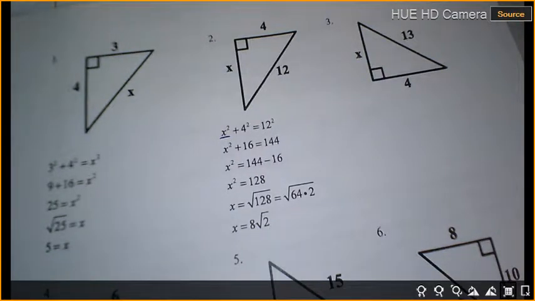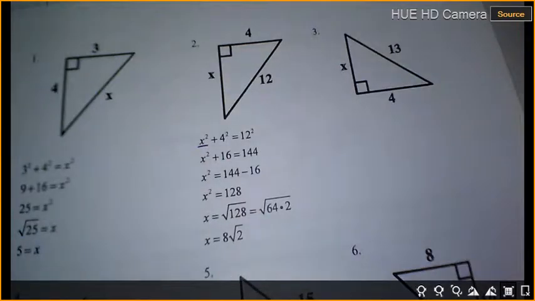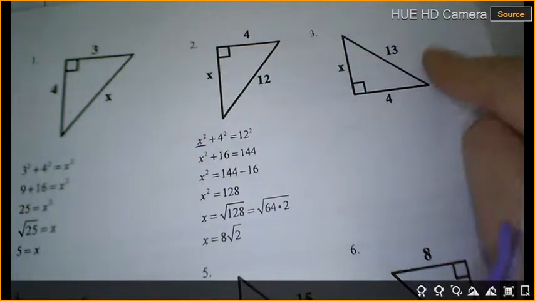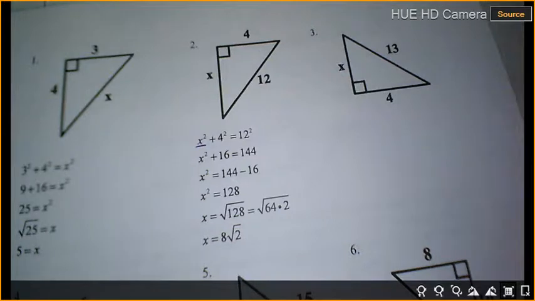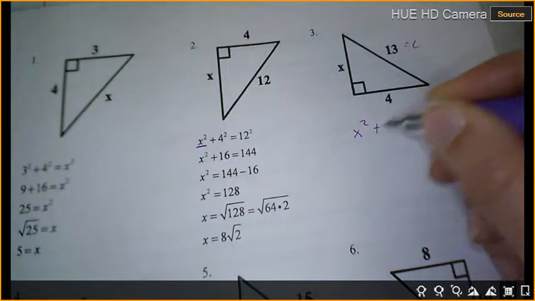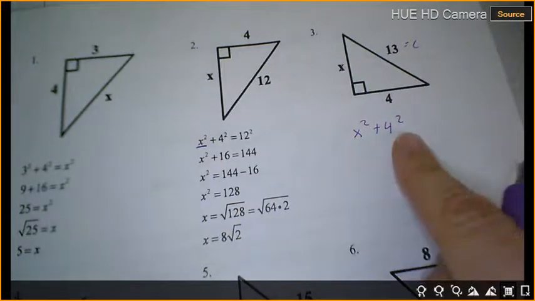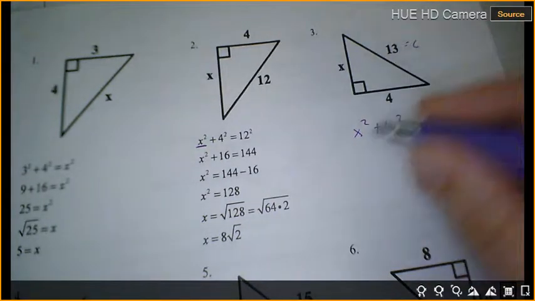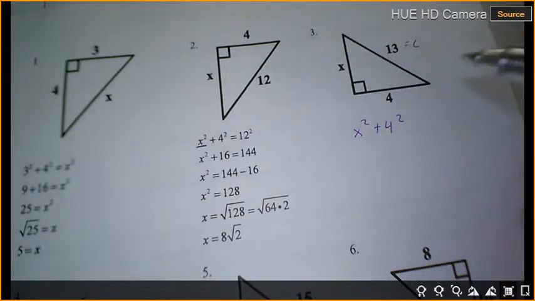Okay, so let's do another one together. Which one is our C? Which one is our hypotenuse? 13. So that's what it's got to be equal to. So then we go x squared plus 4 squared. Could I have gone 4 squared plus x squared? Yeah, you get the same answer, because 2 plus 4 is the same thing as 4 plus 2.